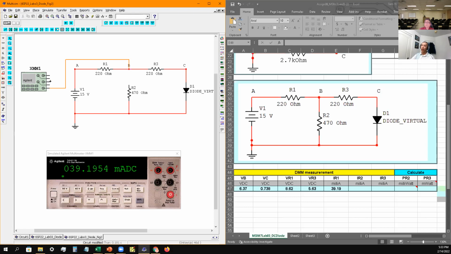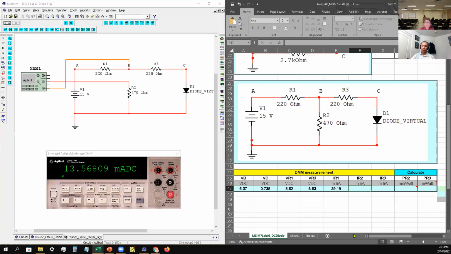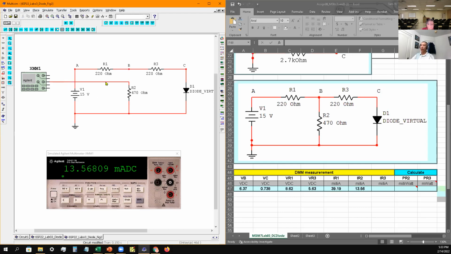And this is at the lead of R2. Turn on simulation. Select your data. So this one comes in at 13.56. You can put all the values, that's fine, but you don't have to put all the values. Two decimal places is good enough. So reconnect that. Next thing, IR3.